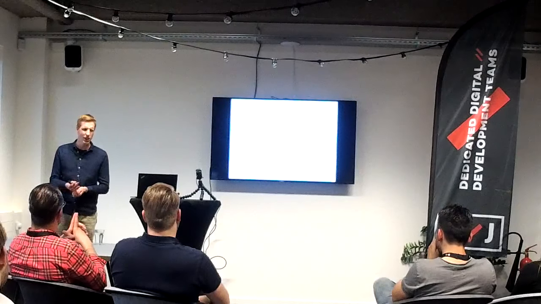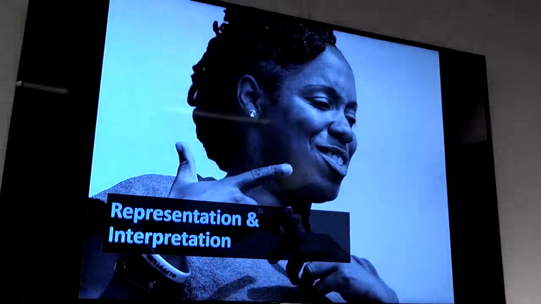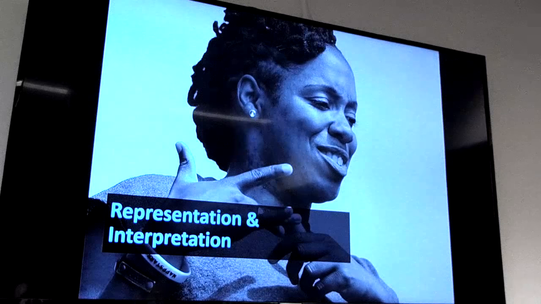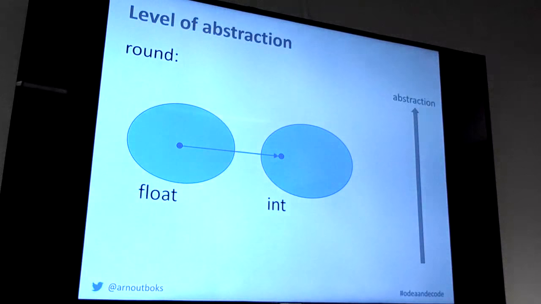So what do these functions have to do with data? Well, let's look at what I call representation and interpretation. And these are effects that functions have on data. So we have a round function again. And we can talk about the level of abstraction that this domain set and this range set have. If we are talking about the round function, which maps from a float to an integer, these two sets kind of live on the same level of abstraction. They're both numbers, we can do some calculations with them.